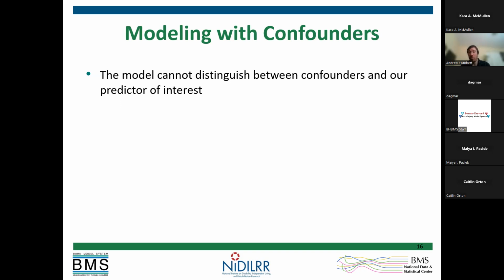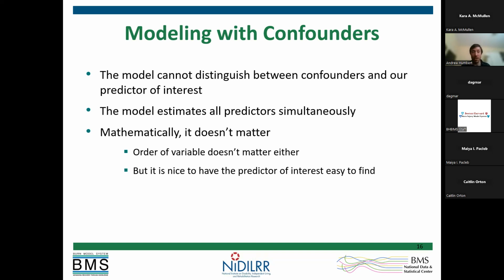Essentially, when we're including confounders in a model, mathematically the model's not going to be able to distinguish between confounders and our predictor of interest. A lot of people have the question of how the model knows if something's a confounder versus the predictor we want. The answer is the model doesn't know. It's all the same to the model. We're essentially just giving it predictors, and the model simultaneously estimates everything. So mathematically there's no distinction between a confounder and our predictor of interest. Estimates are all simultaneous, so the order of the variables doesn't matter. We don't have to put our predictor of interest first, last, or in the middle.